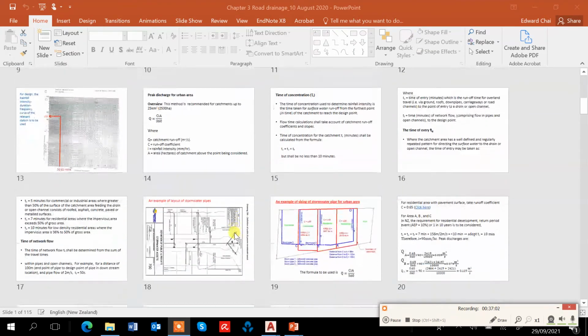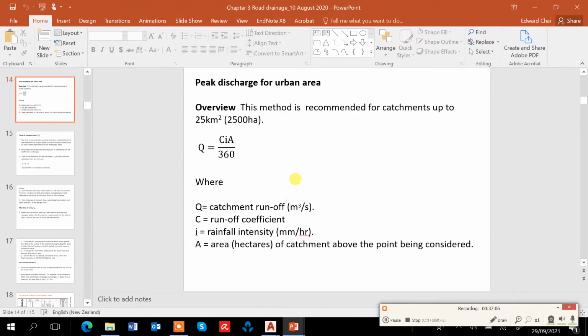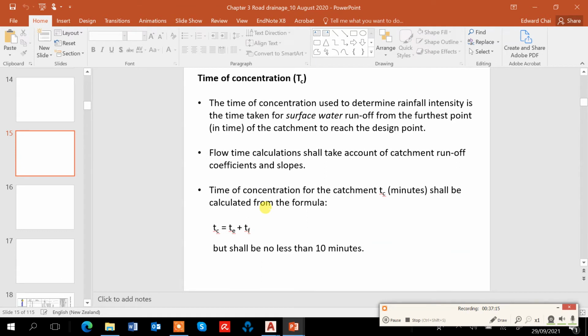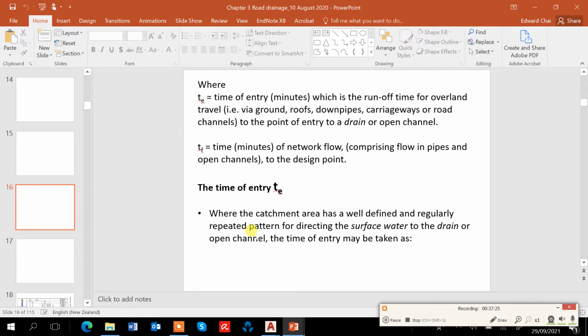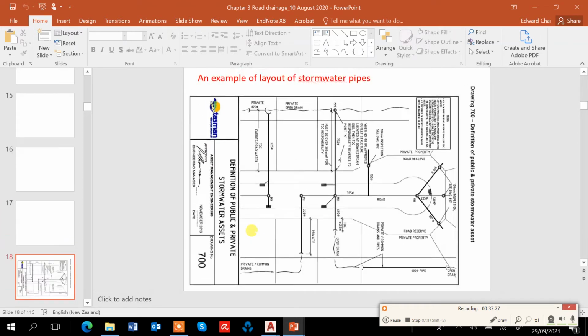This one is the peak discharge for the urban area, so Q equals CIA divided by 360. For the time of concentration, they have this formula, TC or TE plus TF.